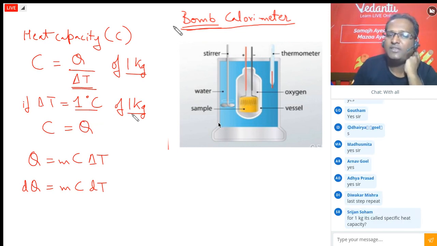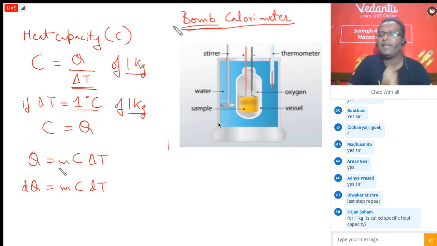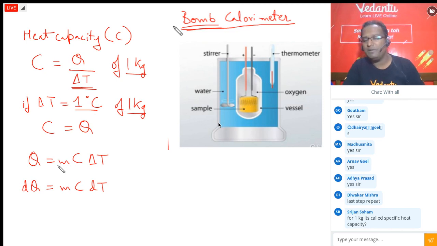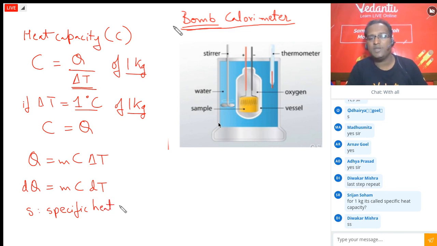If I get rid of this 1 kg notion, then I will multiply it by mass, basically, right? So C here is called heat capacity. Now, there is also something called specific heat capacity, which we represent by S. Specific heat capacity means M is fixed as 1 kg. So specific heat capacity means heat capacity for a 1 kg substance.